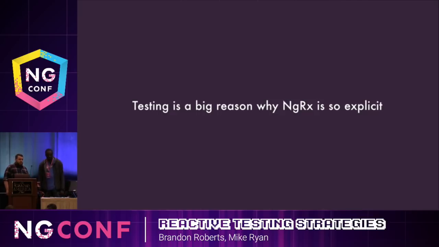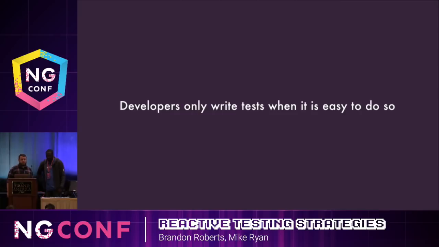And this testing story is a big reason why NgRx requires you to be so explicit. This explicitness is in how you write actions and how you model state changes and effects in your applications. We'll talk more about this explicitness later today also. But you'll see, hopefully, during this talk that this explicitness actually makes testing pretty straightforward in comparison to a non-NgRx Angular application. And simplifying testing is really important because developers only write tests when it is easy to do so.